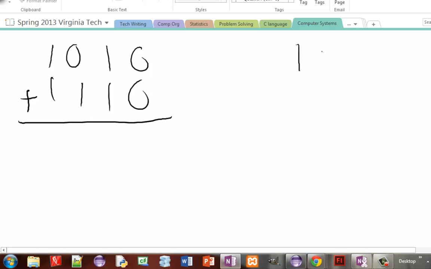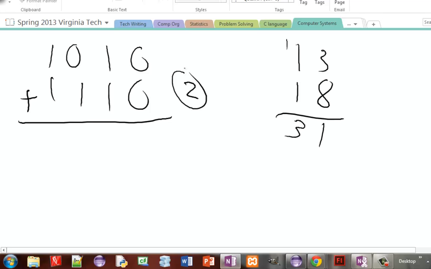So let's say I have 11 plus, well, I'll make this 13 plus 18. In this example, I see that it equals 11, but I don't write 11 down here. I put a 1 and I carry the 1. So then I can go 1 plus 1 plus 1 equals 3, and that's the answer. I'm going to do the same thing in binary, except I'm looking at the 2, because the 2 is the place at which I'm carrying.